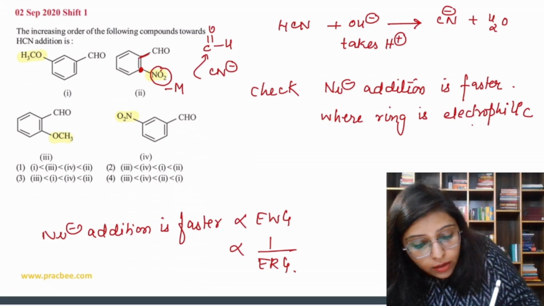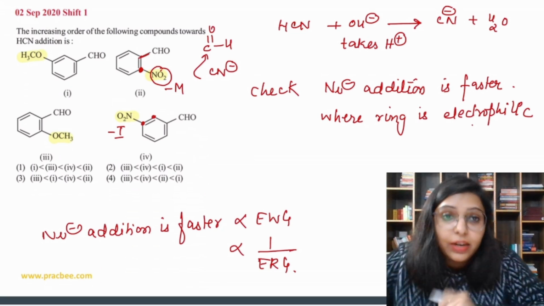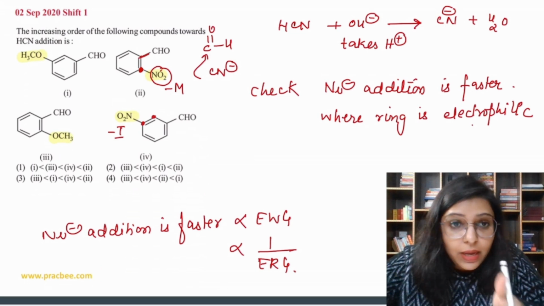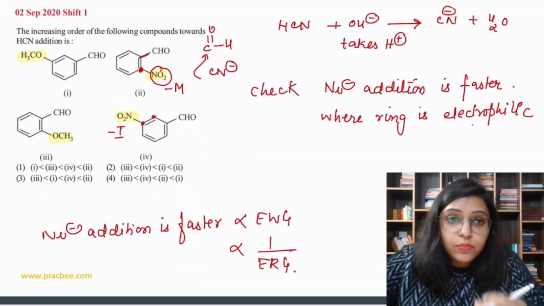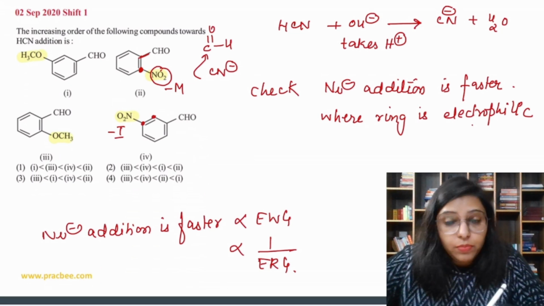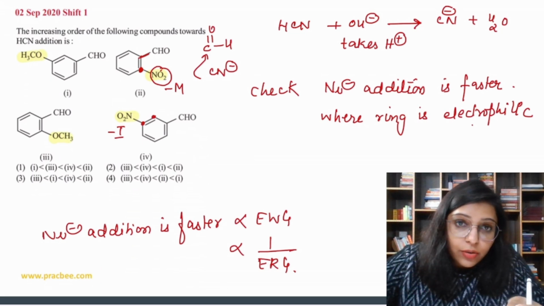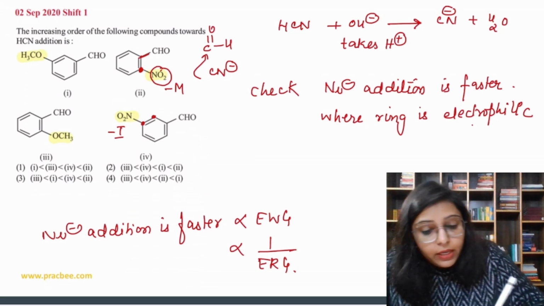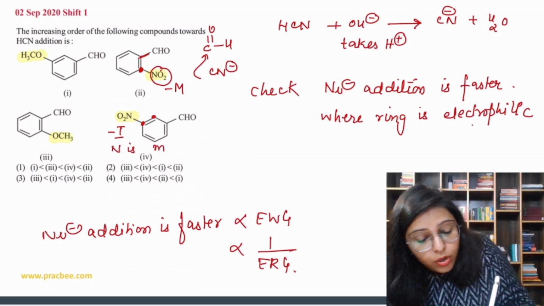Now here we have ortho and meta. So at the meta position we write the minus I effect. The minus I effect is dominating because resonance effect is observed only at ortho and para positions. So whenever we draw a resonating structure, negative charge and positive charge come only on ortho and para positions. It does not come on the meta position. That's why on the meta position the inductive effect dominates, while on ortho and para positions the mesomeric effect dominates, right? So here we write minus I. Why minus I? Because nitrogen is more electronegative.